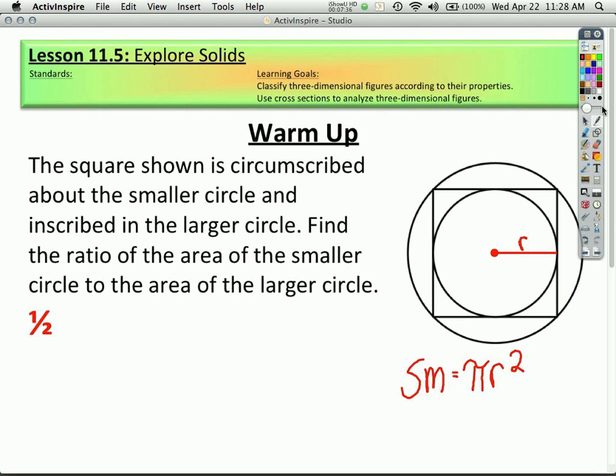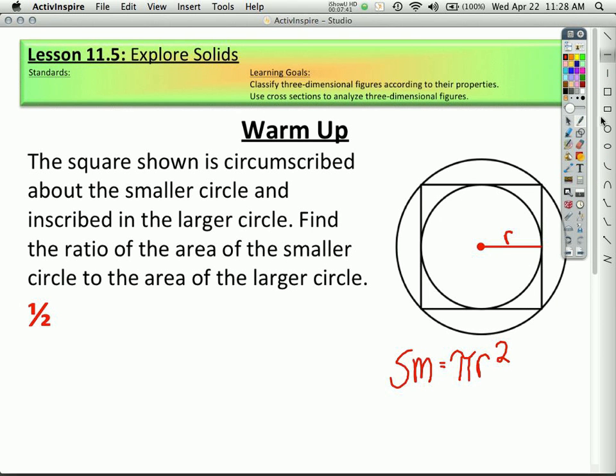So where's the radius of the larger circle? Could someone describe how I would have to do that? How would I draw the radius of the larger circle? Kamoy? That's right. From the center of the circle to the vertex of the square is actually the radius of the larger circle. Here's the magic. Let me complete the picture for you.